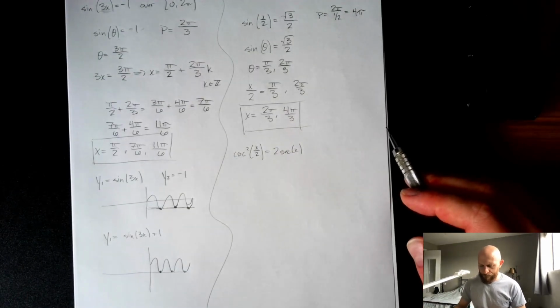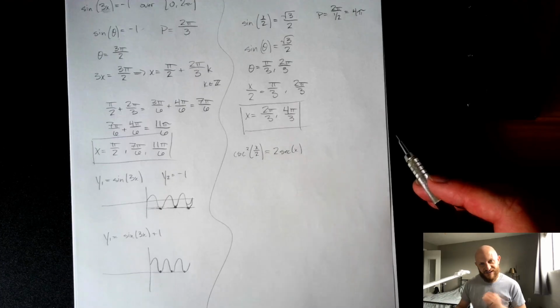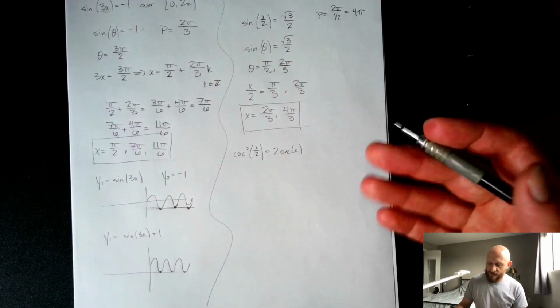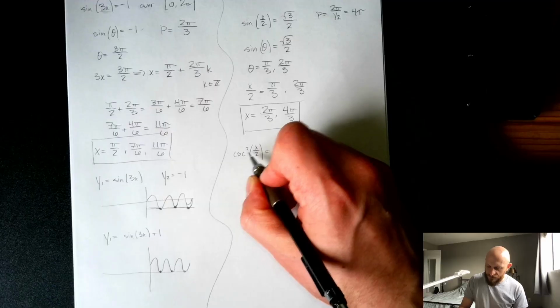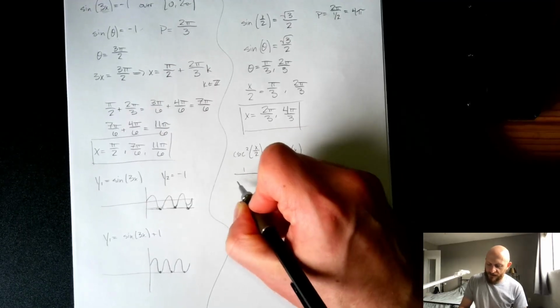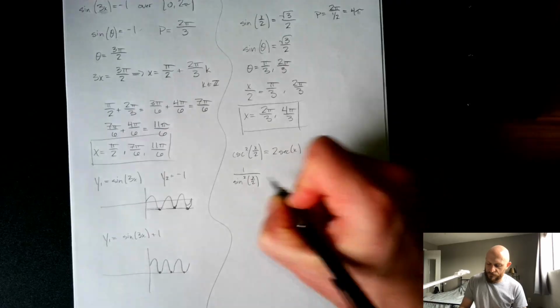Me, personally, I hate working with the reciprocal functions. I just do not like it. So I'm going to rearrange this so that I can work with the more familiar functions. Well, how do I do that? Cosecant is 1 over sine. So cosecant squared of x over 2 is really 1 over sine squared of x over 2.